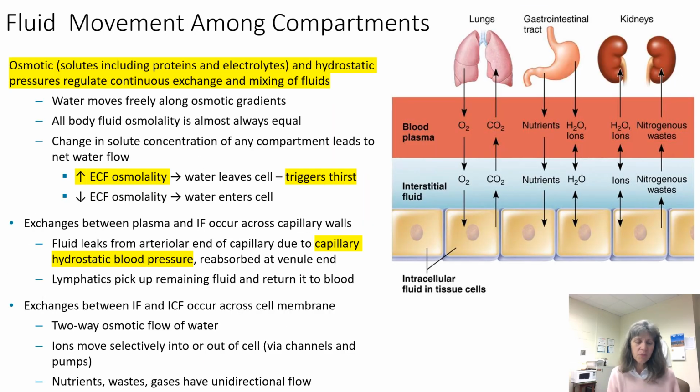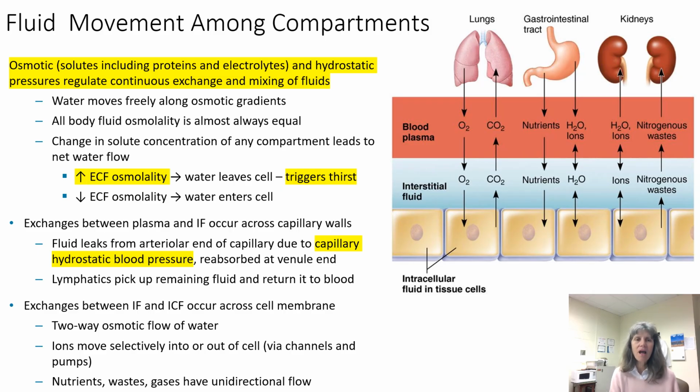Before I discuss this slide, I just wanted to remember that when you see ECF, that's discussing extracellular fluid. Extracellular fluid is fluid outside the cells and includes interstitial fluid, includes blood plasma. Interstitial fluid on this slide is going to be abbreviated by IF. Intracellular fluid is going to be abbreviated as ICF. So let's see how fluid moves between these compartments.